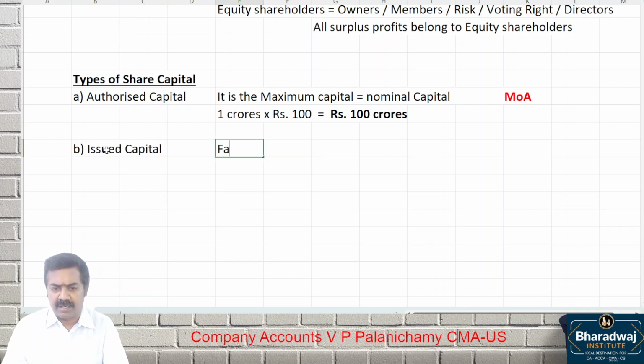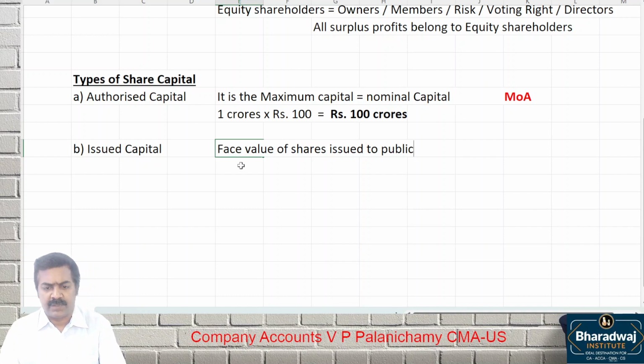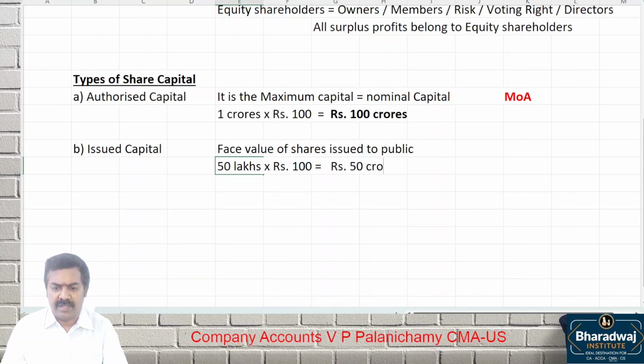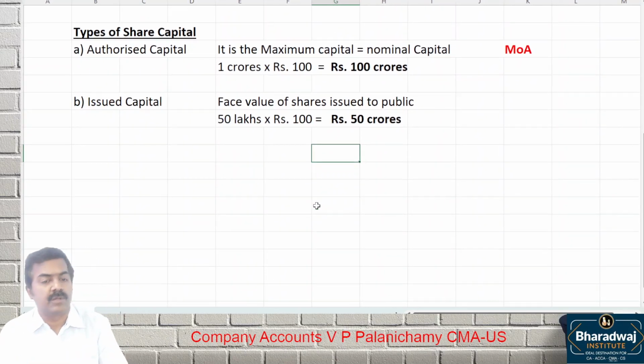B. Issued capital. Issued capital is nothing but the face value of shares issued to the public. Let's assume we are authorized to issue 1 crore shares. Let's assume we issued 50 lakh shares of rupees 100 each. So what is the issued capital? 50 crores is the issued capital. Clear? Number of shares issued into face value per share. 50 crore is called which capital? Issued capital.